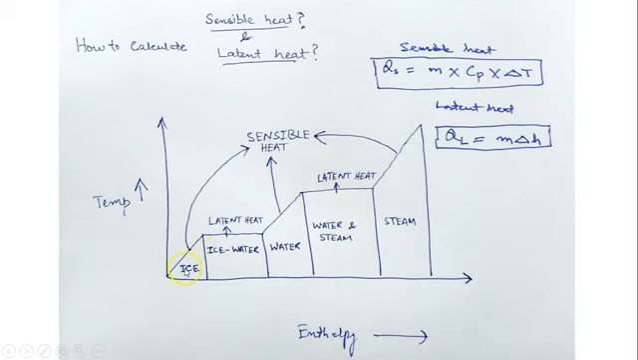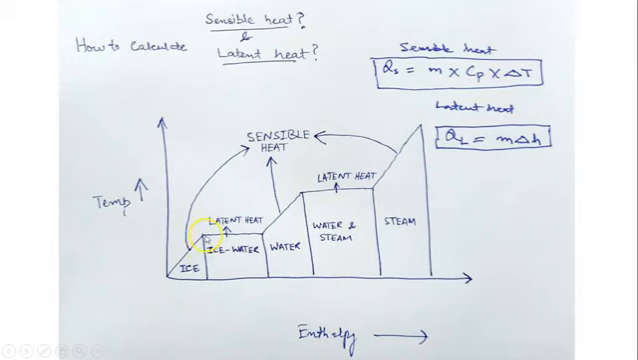When there is an increase in temperature of water or any other substance, that heat will represent sensible heat. However, for latent heat, there is no increase in temperature. The temperature remains constant with the addition of extra heat. This is because the extra heat supplied is used for conversion of one state to another state.